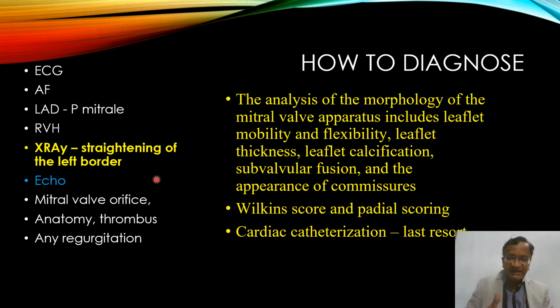X-ray will show straightening of the left border. Echo obviously, you should know the mitral valve orifice. You should confirm the diagnosis. Then you should know the anatomy of the mitral valve. Then you should know whether there is any thrombus, any regurgitation, any calcium deposits. All these things you should know by way of echo. The analysis of morphology of the valve includes all these things. And there are scoring systems like Wilkins score and Padial scoring. And cardiac catheterization is the last resort to diagnose.